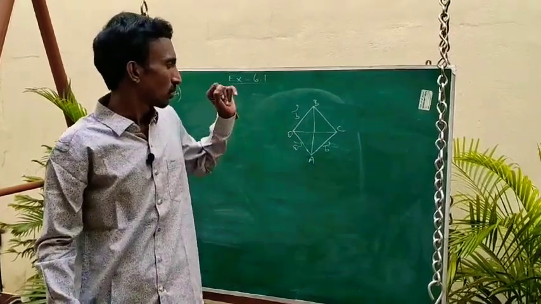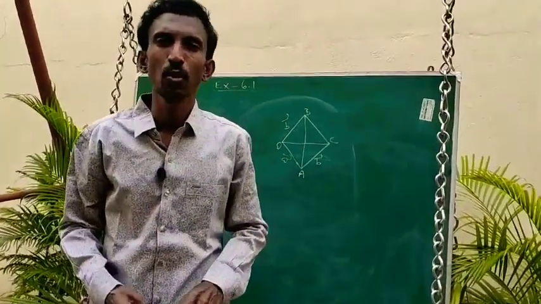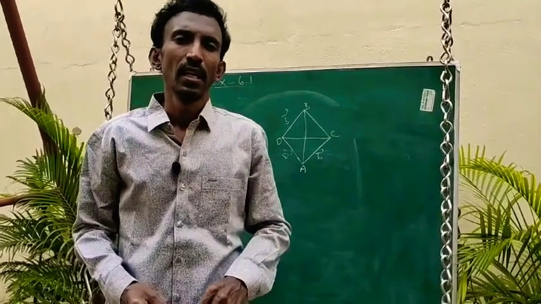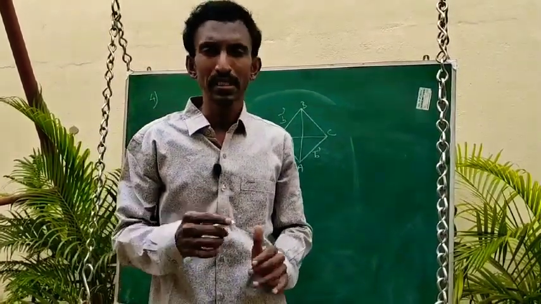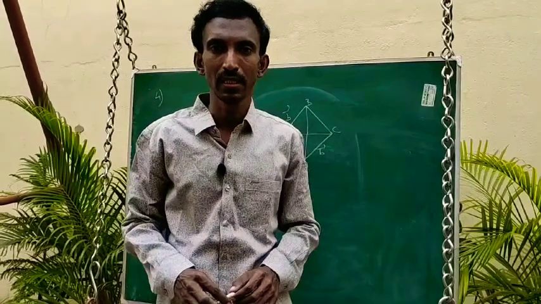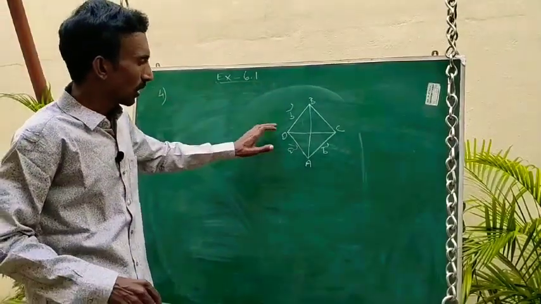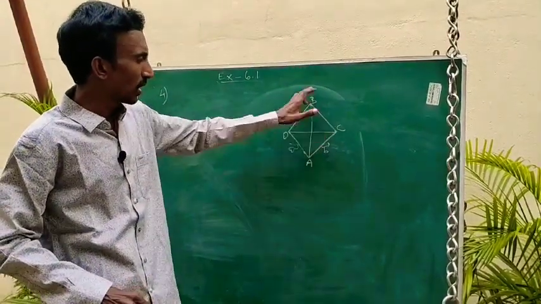Exercise 6.1, question number 4. The question is, prove by vector method that the diagonals of a rhombus bisect each other at right angles. Okay. So look at here, OACB be a rhombus.